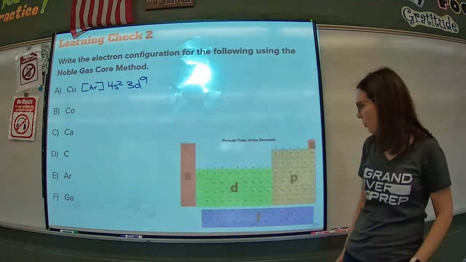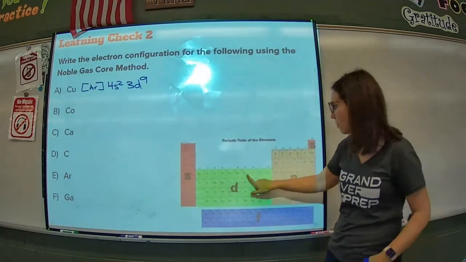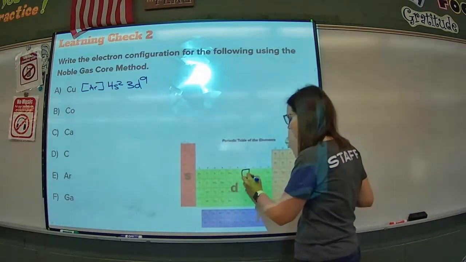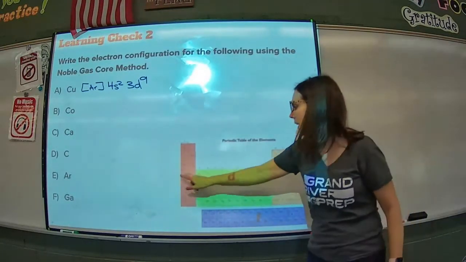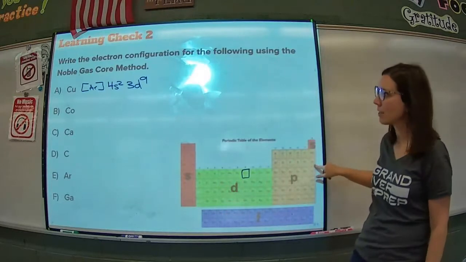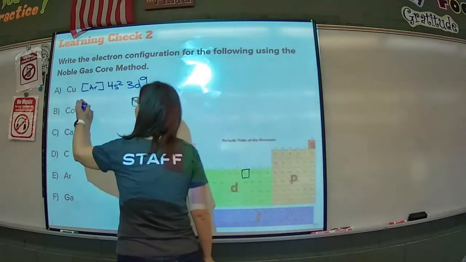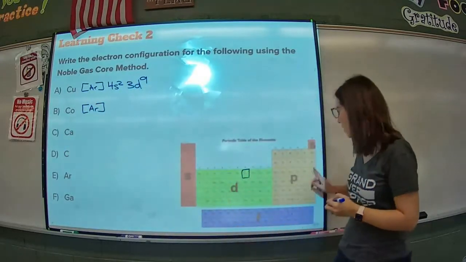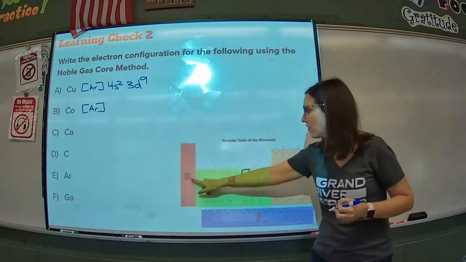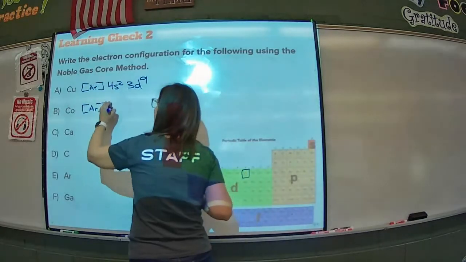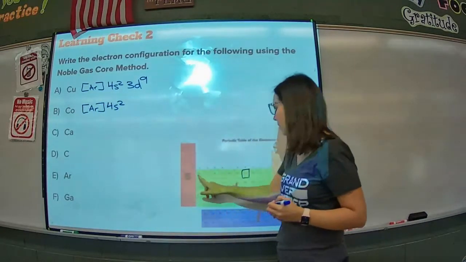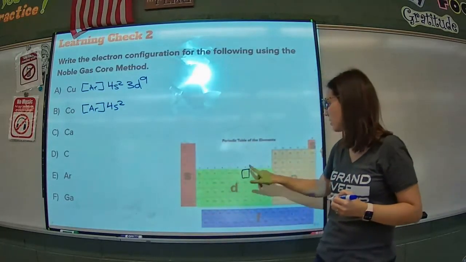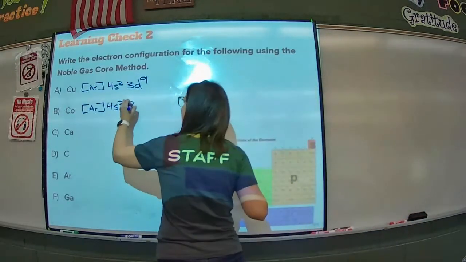Now we're going to do cobalt. So I'm going to look for cobalt. Cobalt is Co, and cobalt is right here. So cobalt, follow it back to find its noble gas, and it's argon again. So we're going to put Ar, pick up where argon left off. So we've got 1, 2, 3, 4s2. And then we're going to come across 1, 2, 3, 4, 5, 6, 7. So 3d7.